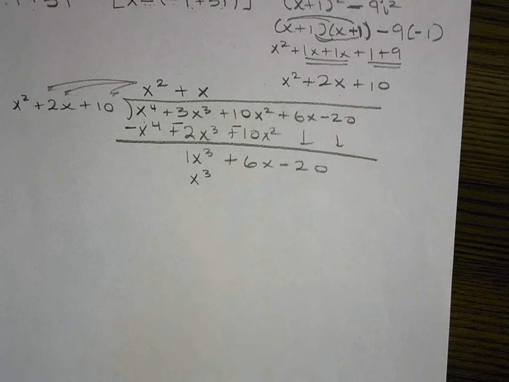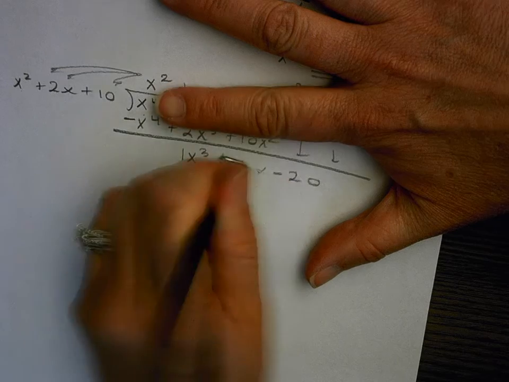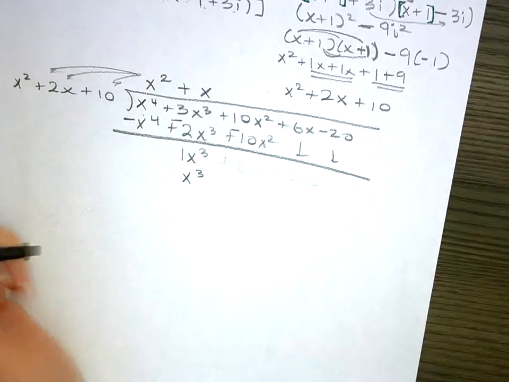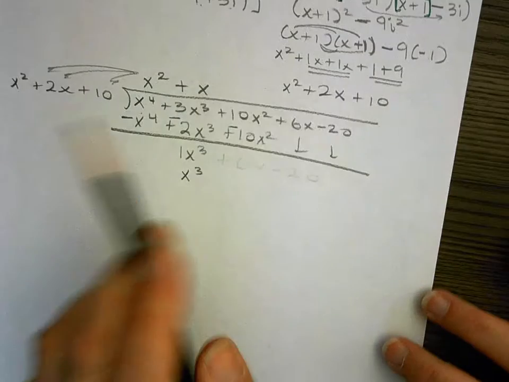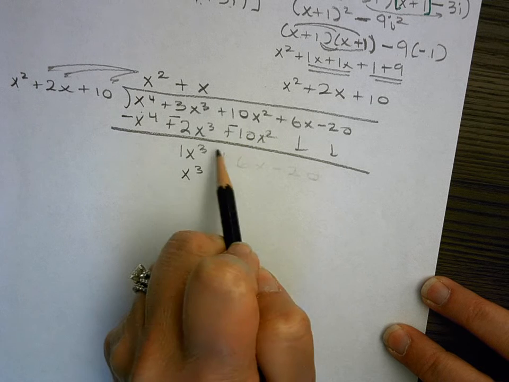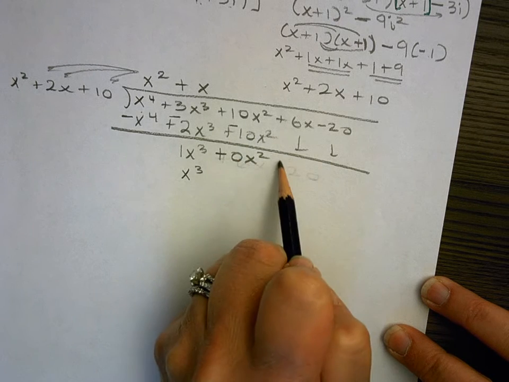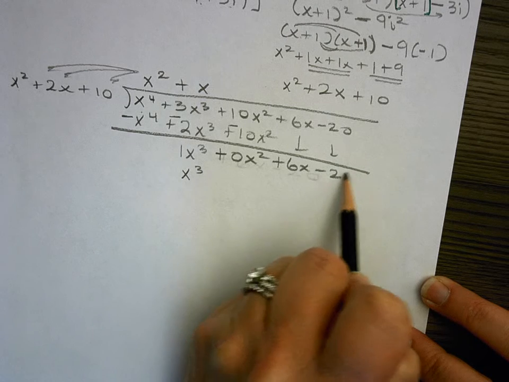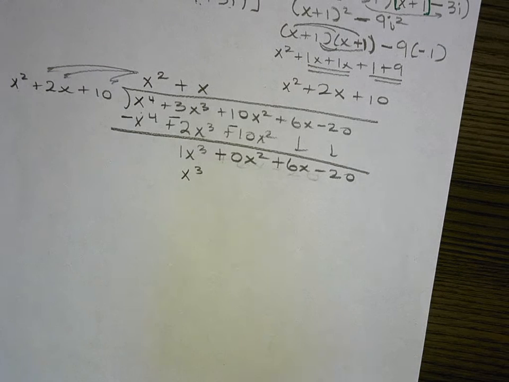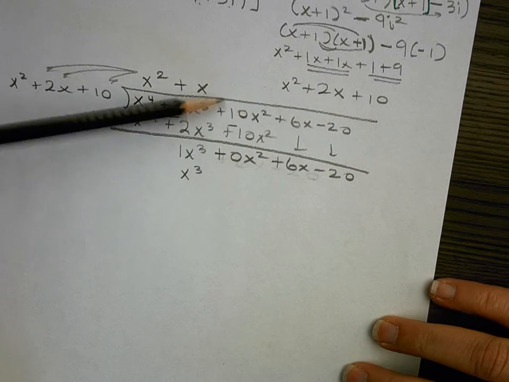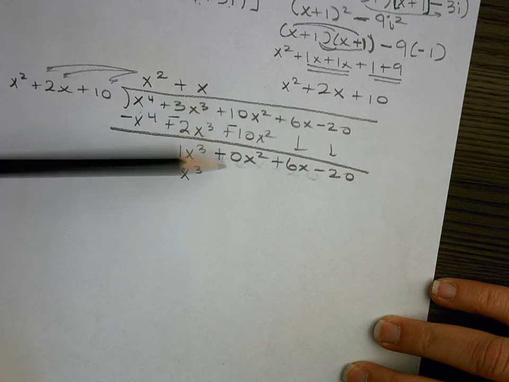Oh no, I guess I did that right. Okay. No, I'm good. Okay, so this gives me, but I am going to put in my 0x squared. Sorry. All right. So let me try that again. So 10x squared minus itself will give me 0x squared. I'm going to go ahead and put that in there. And then carry down my 6x and my negative 20. There we go. That's what I was doing wrong. So all I did was insert that 0 in so that I can track it.